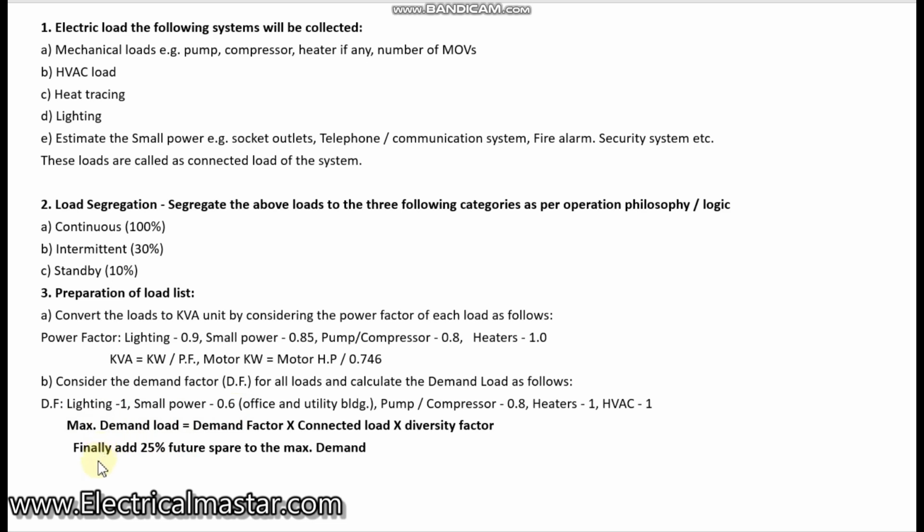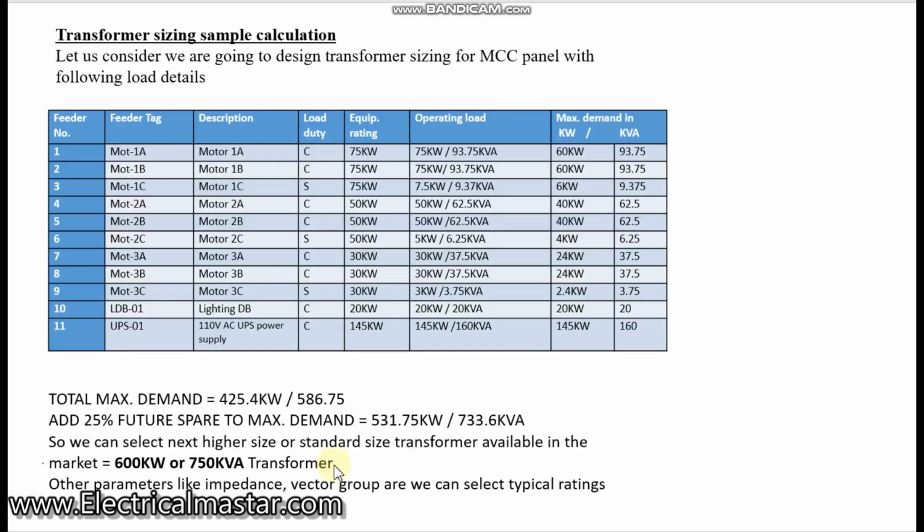And finally, whatever the value is coming, you have to add 25% future spare to the maximum demand, that is used for the future purpose. That is also our IEC standard.